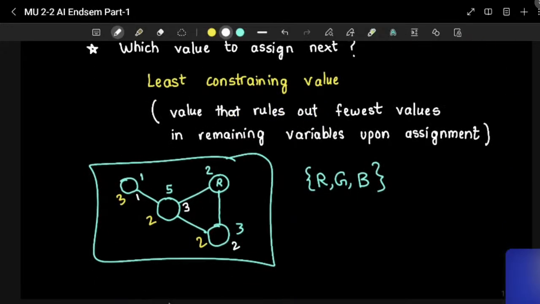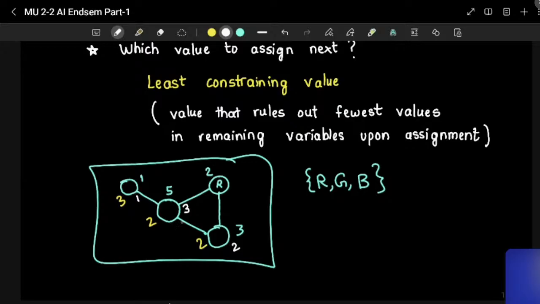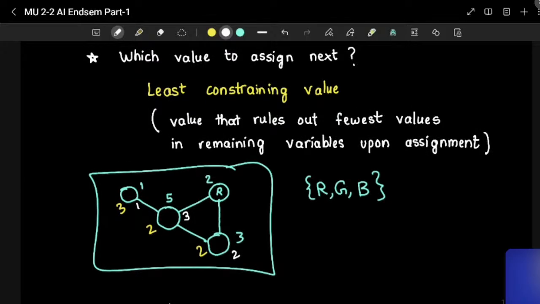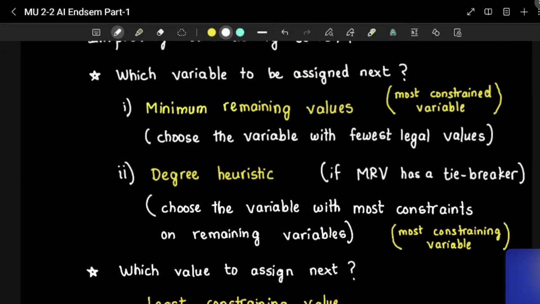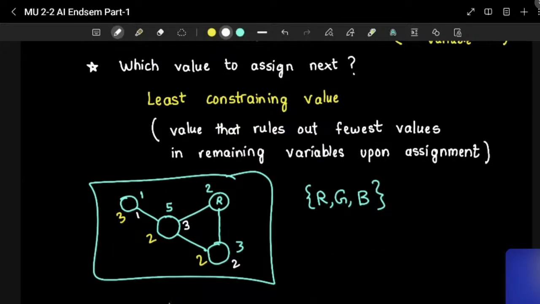Now, previously I told you there could be a case where you have 30 colors here, 20 colors here, 10 colors there. Then out of those 10 colors, which color to pick? Which value to assign next? There is a rule for that also. It's called the least constraining value. So these two rules are for variable selection. Now value selection: which value to assign? The least constraining value states to pick the value that rules out the fewest values in remaining variables upon assignment. Let's see if I can make an example.